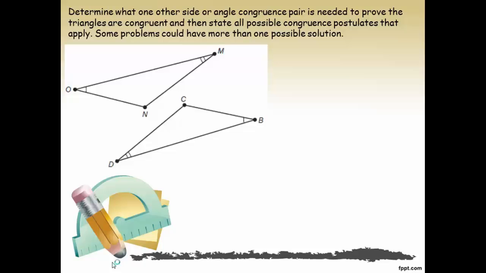This says determine what one other side or angle congruence pair is needed to prove the triangles are congruent, and then state all possible congruence postulates that apply. Some problems could have more than one possible solution. Well, that's hurting us, because then we're going to have to think harder.